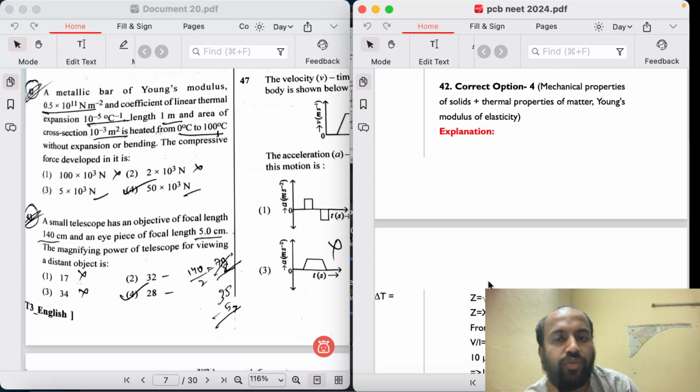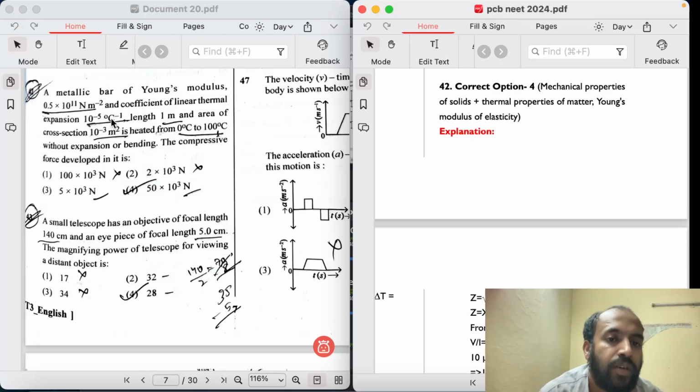Question number 42. It says that Young's modulus of a metallic bar is given, and the coefficient of linear thermal expansion is given. So you need to know two additional concepts here. One, you should know from Young's modulus, that means elasticity, and the other one you should know the coefficient of linear expansion formula. And we have got 1 meter, and the area of cross section is heated from a temperature to 100 degrees centigrade, from 0 to 100, without expansion or bending. The compressive force developed in it is.